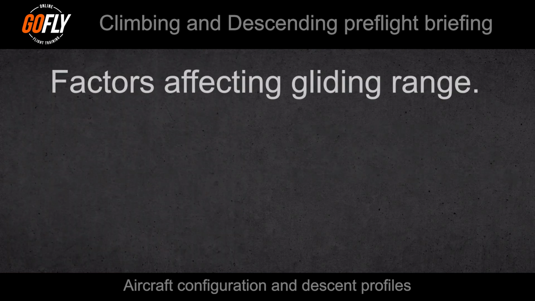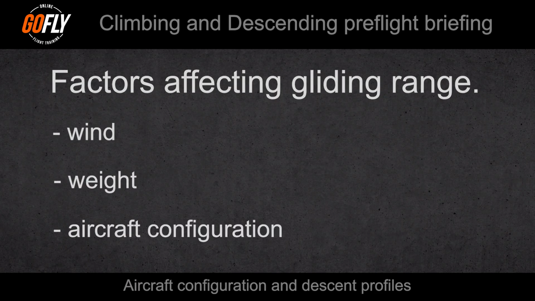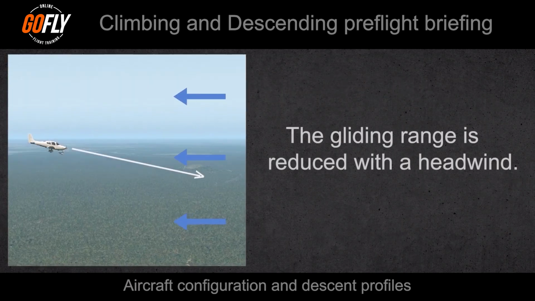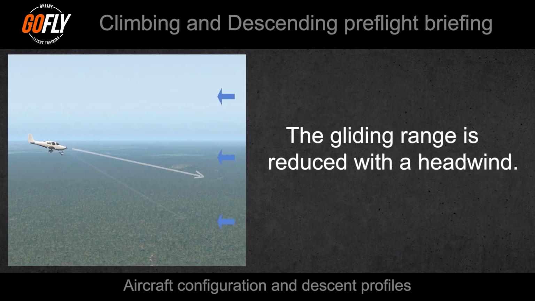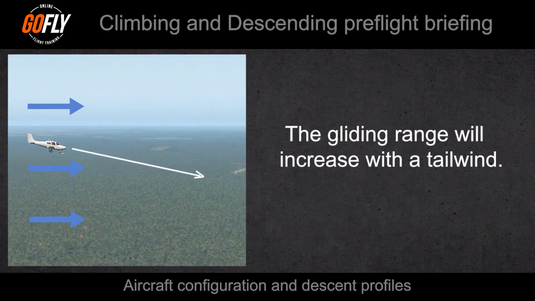The maximum gliding range for the aircraft type will also be affected by wind, weight, and aircraft configuration. If you are flying into a strong headwind, your gliding range will be reduced. If you are flying with a tailwind, your gliding range will be extended.